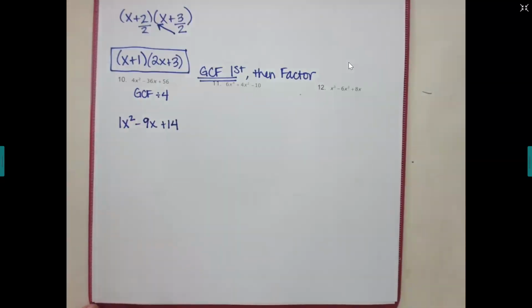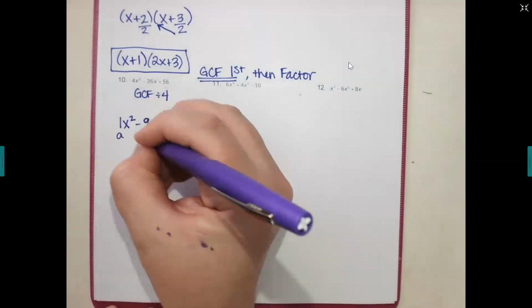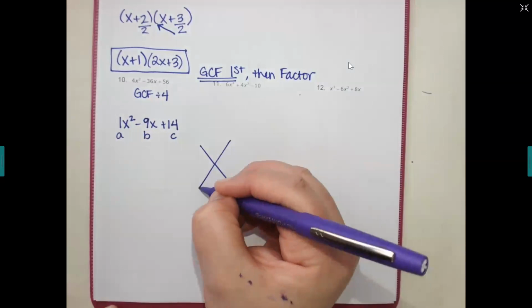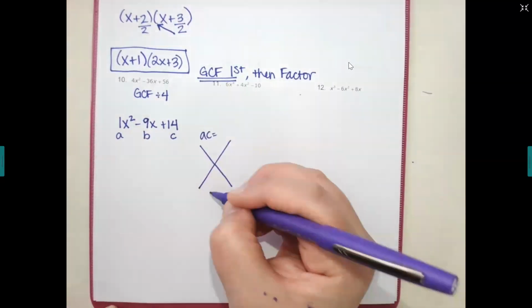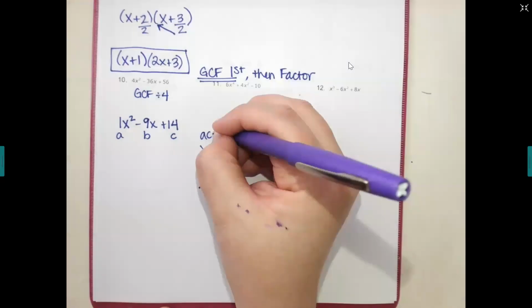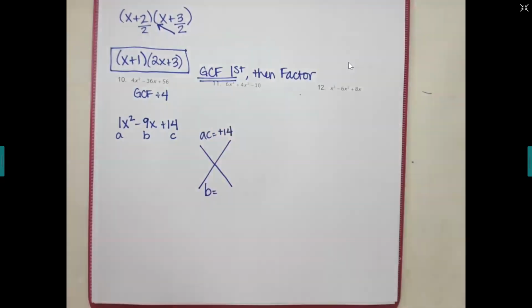Okay, from there, label your ABC, set up your chart. So this is A, B, C. Okay, A times C is going to be 1 times 14. What does that give me? 14 is correct. And then I'm going to list all my factors that will give me 14, starting with 1.